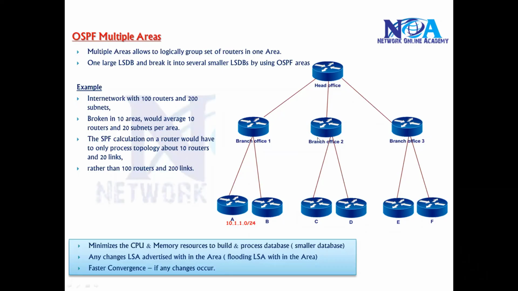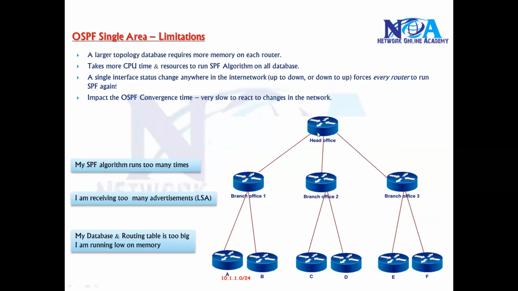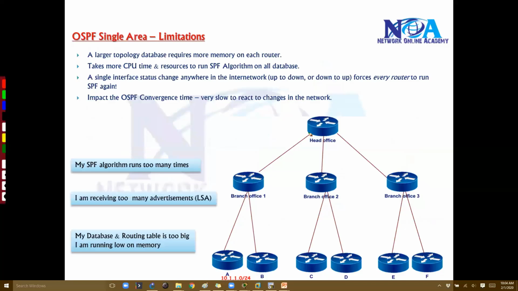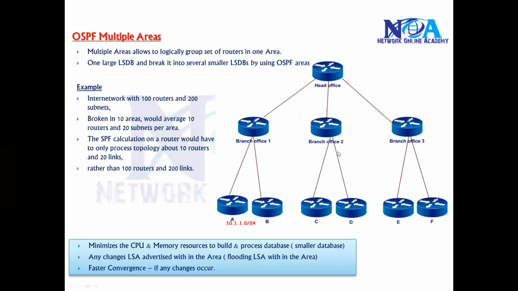Like we have seen in the previous sections, there are some limitations with a single area, especially when you're using plenty of routers, hundreds of thousands of routers in a single area. The problems are like the SPF algorithm may run too many times, you may receive too many advertisements, and also the OSPF link state database table, as well as the routing tables, may go bigger depending upon the size of the network. So to overcome this, we have a solution, and the solution is areas.